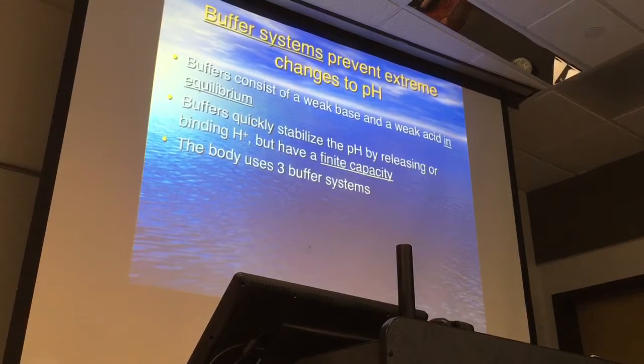So let's take the buffers first. Buffers prevent extreme changes to pH. If I was to take 2 containers of water, one has a buffer, the other doesn't. If I add a bunch of hydrochloric acid to water, the pH is going to drop drastically. Add the same amount of acid to that buffered solution, it drops maybe a little bit. They prevent those extreme changes to pH when you add hydrogen ions, or even if you remove hydrogen ions by adding a strong base to it, like sodium hydroxide. Buffers are chemicals in solution that prevent drastic changes to pH.